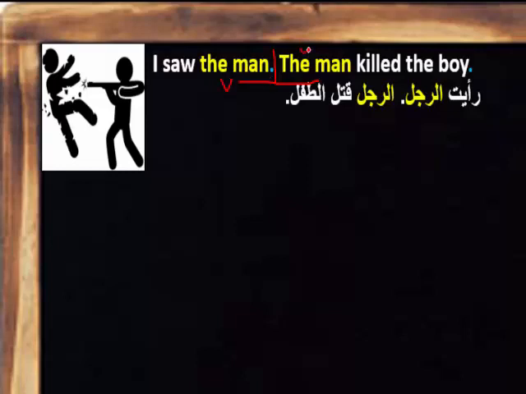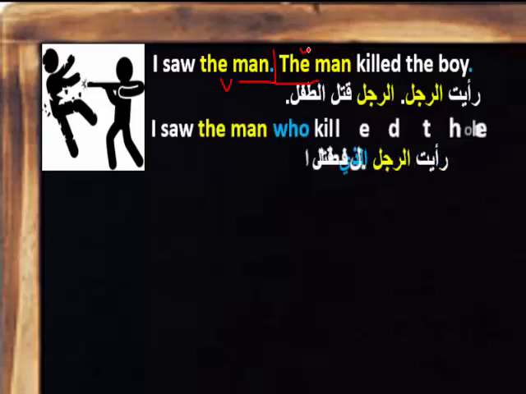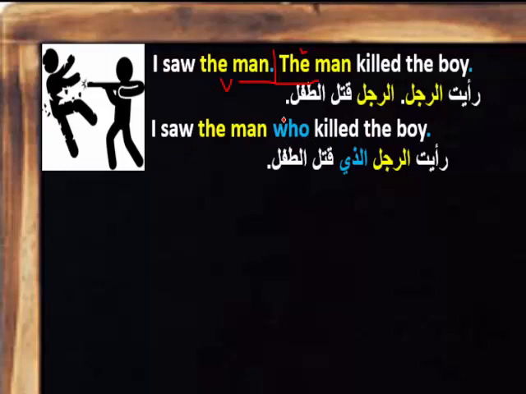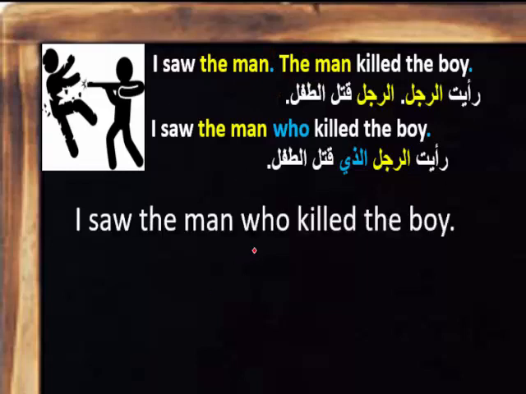To make it a better sentence, we can do it just like this. We can say, I saw the man who killed the boy. Who here replaces the subject, it replaces the man that we have here. Okay, let's analyze this sentence and see the components that it has. I saw the man who killed the boy. This sentence has 2 parts and 3 components.